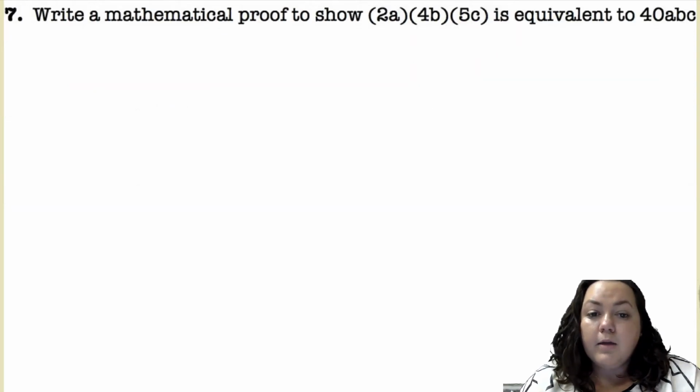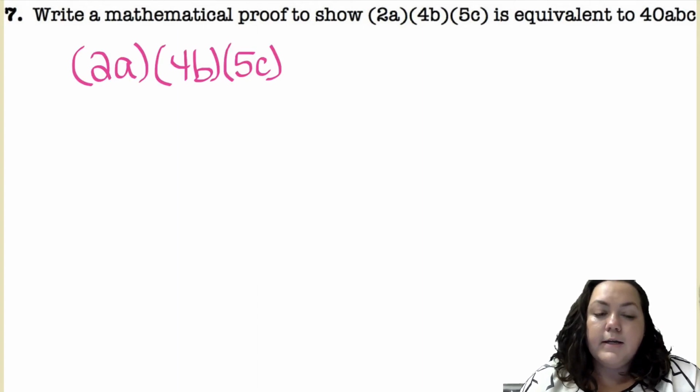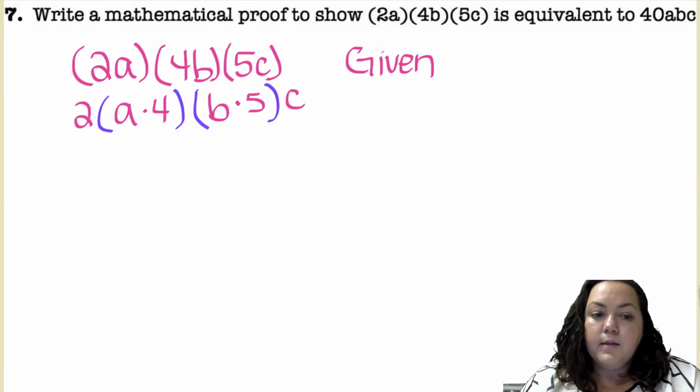All right, writing a mathematical proof to show that 2a times 4b times 5c is equivalent to 40abc. When you're writing a proof, you want to justify what it is that you're doing. So 2a times 4b times 5c was given to us. And so then I take 2, and then a times 4, and b times 5, times c. So I changed how it's grouped.